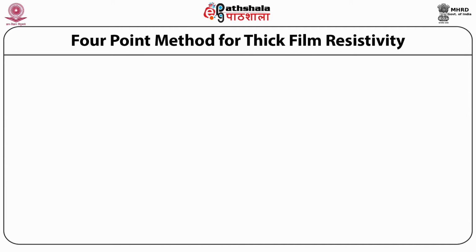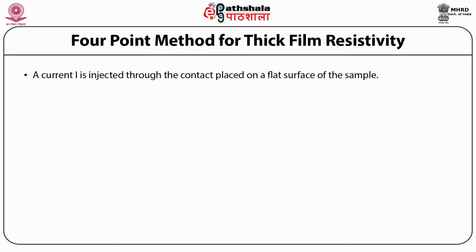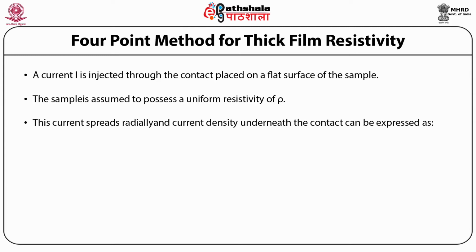Now next is the four-point method for thick film resistivity. A current I is injected through the contact placed on a flat surface of the sample. The sample is assumed to possess a uniform resistivity of ρ. This current spreads radially, and the current density underneath the contact can be expressed as J vector equals I divided by 2πr squared, times r unit vector.